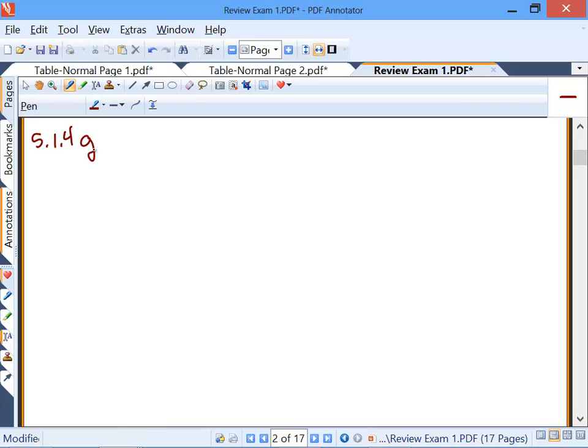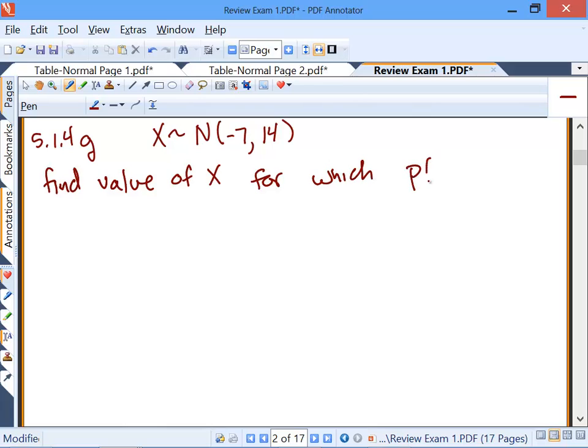5.1.4 G. So what this problem tells us is that we have the x's normally distributed with a mean of -7 and a variance of 14. And for G, we want to find the value of x for which the probability that x is greater than or equal to that specific value is 0.27. Now, for the test, I will probably give this to you in like story format. So we'll maybe pick one of those after this to do.